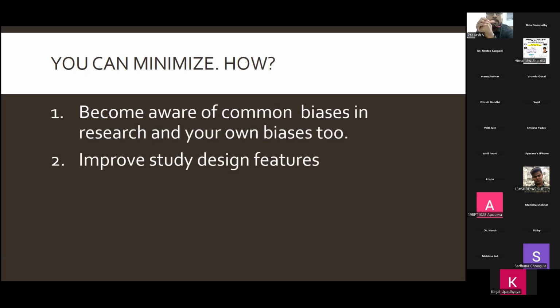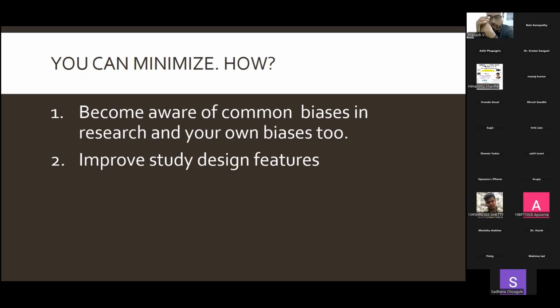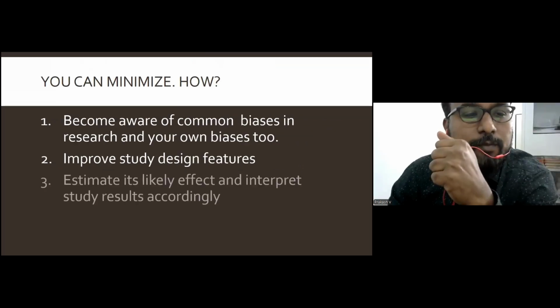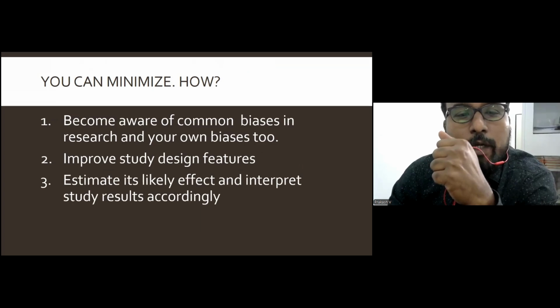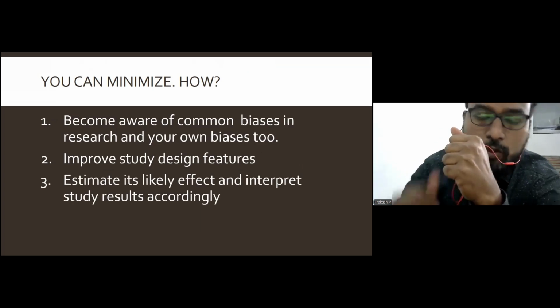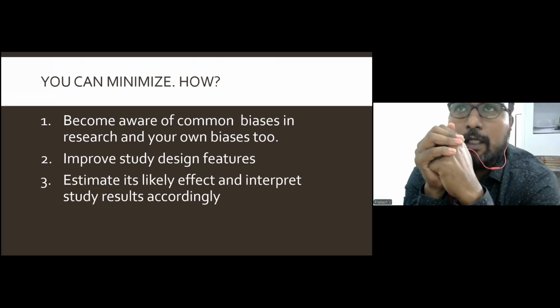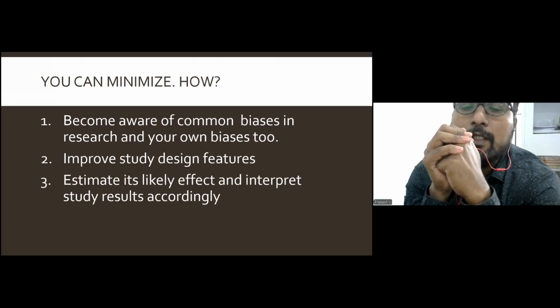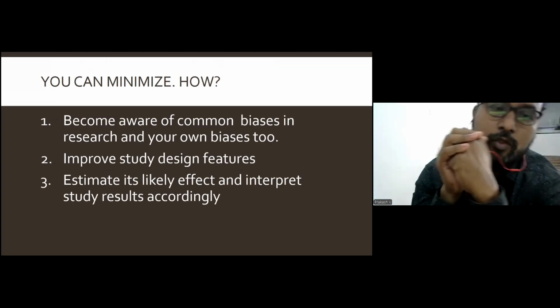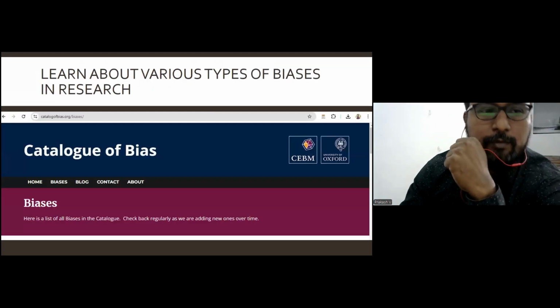Next, there are a lot of study design level features that we can improve to minimize bias. I'll explain these later. Some examples are randomization and blinding. While designing a study, we must ask ourselves what common biases can come into the study and what steps I can take to minimize them. Finally, as I said, bias can't be totally eliminated. Even if you've taken all the efforts, biases can still influence the results. So if I can know how much bias there is, that will allow me to interpret the results accordingly, so we don't overestimate the effect.